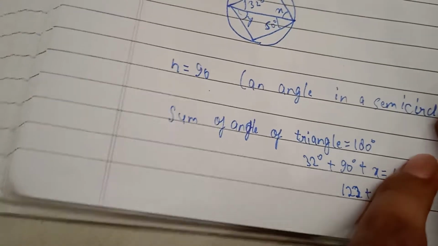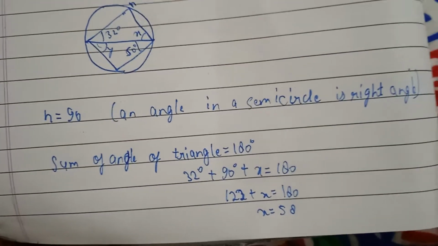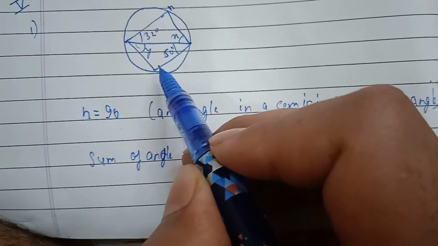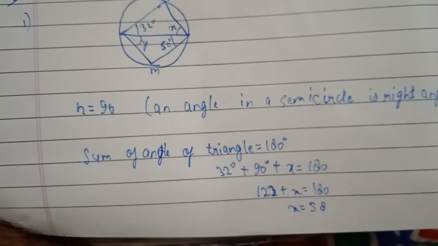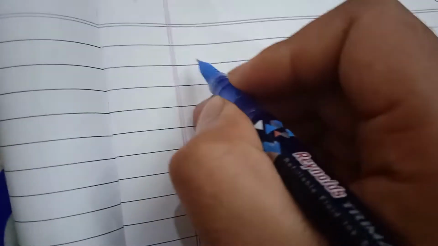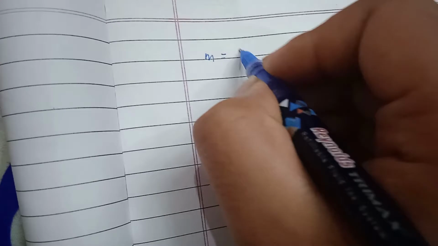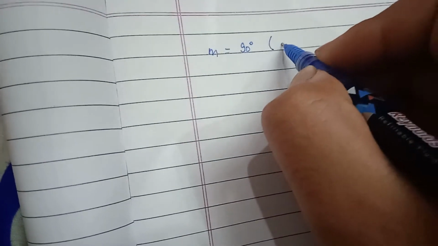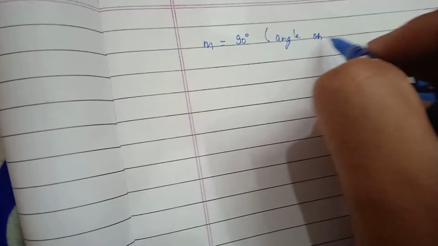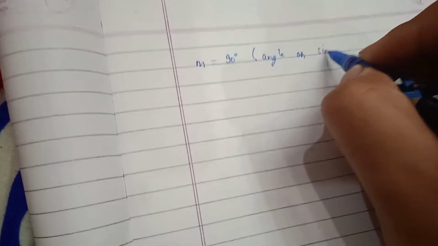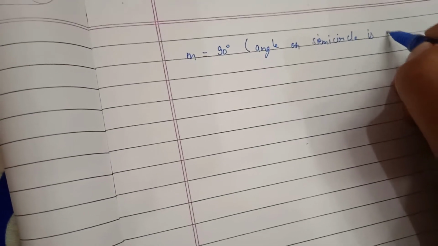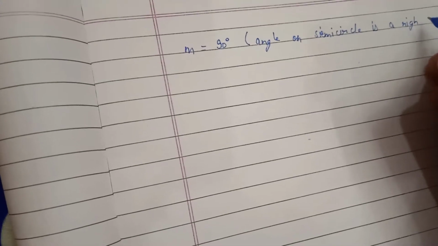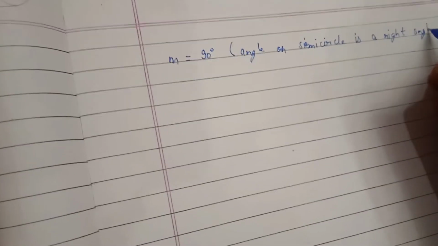And now we will find y. So you can see similarly here also we will let this angle m, and m equals to 90 degree by property angle on a semicircle is a right angle.